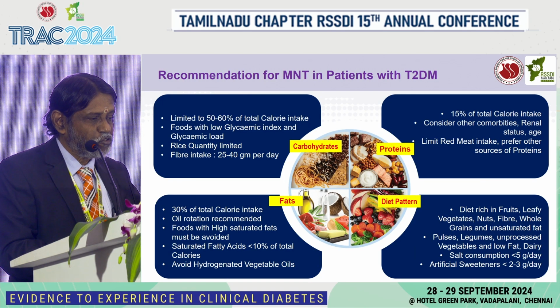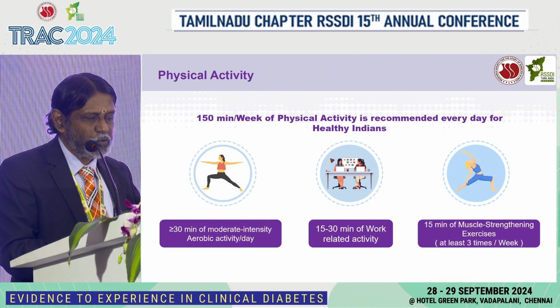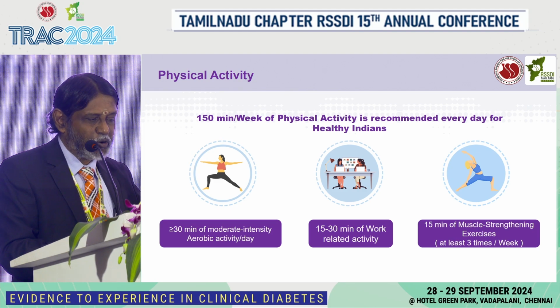physical activity. So, recommendations for medical nutrition therapy with reference to carbohydrate, protein, next is fat. A diet rich in fruits, leafy vegetables, nuts, fiber, whole grains, unsaturated fat, pulses, legumes, unprocessed vegetables, and low-fat dairy, salt consumption less than 5 grams a day, and avoiding artificial sweeteners. Next is physical activity. 150 minutes of physical activity is not sufficient; we need more than that. A very important thing is more than 30 minutes of moderate intensity aerobic activity, 15 to 30 minutes of work-related activity, and 15 minutes of muscle strengthening exercise.